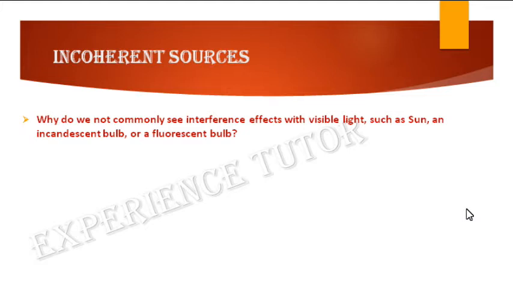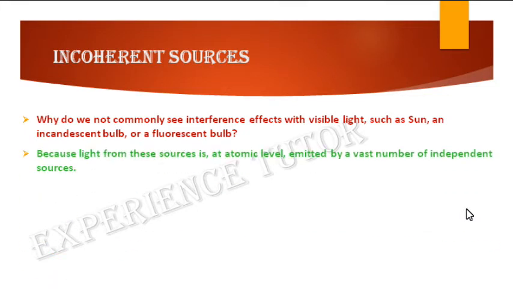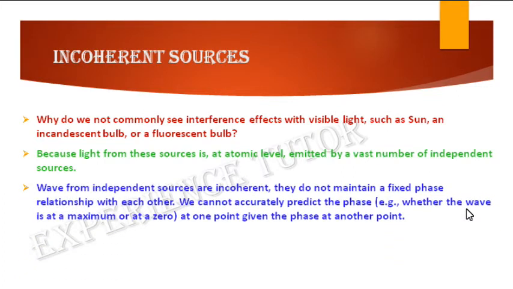Before going through the details of incoherent sources, let us ask a question. Why do we not commonly see interference effects with visible light, such as the sun, an incandescent bulb, or a fluorescent bulb? Because light from these sources is, at the atomic level, emitted by a vast number of independent sources. So interference cannot be seen with visible light coming from the sun, an incandescent lamp, or a fluorescent bulb. Waves from independent sources are incoherent.